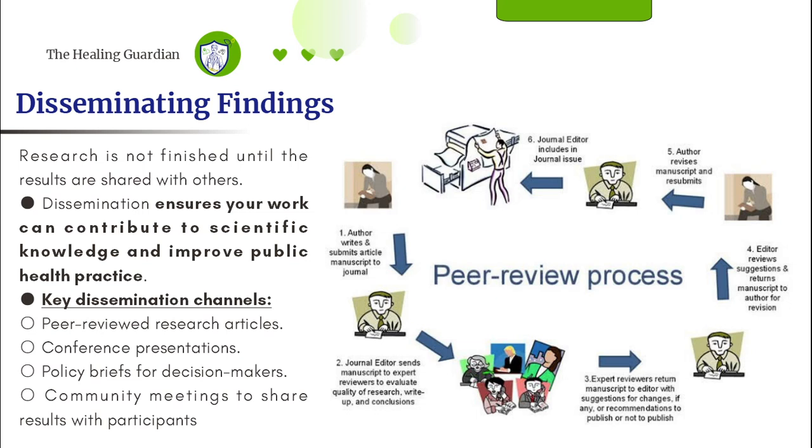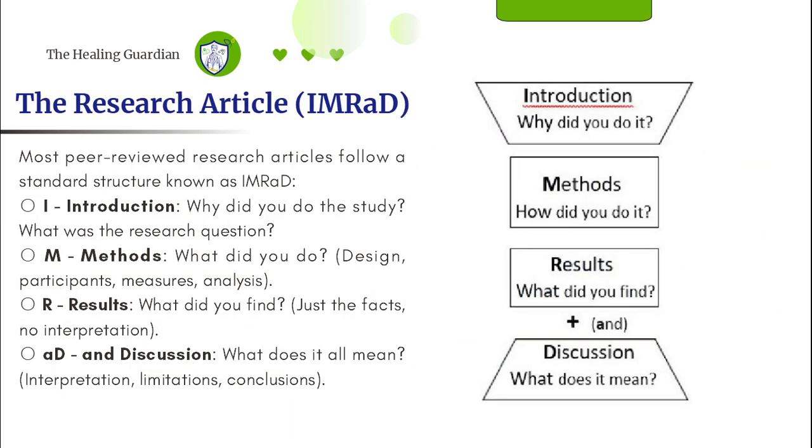The key dissemination channels: you may use peer-reviewed research articles, or conference presentations, or you make policy briefs for decision makers like the Ministry of Health. You do community meetings to share the results with your participants. So it goes back to what we started with. The purpose of research in public health is to inform practice, not to do research and keep it to yourself, because then it becomes useless.